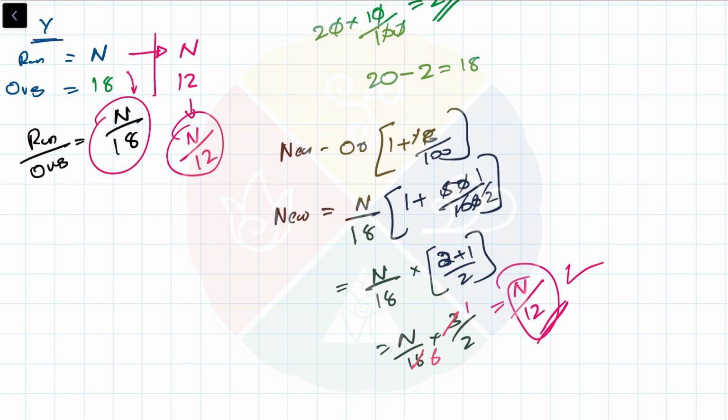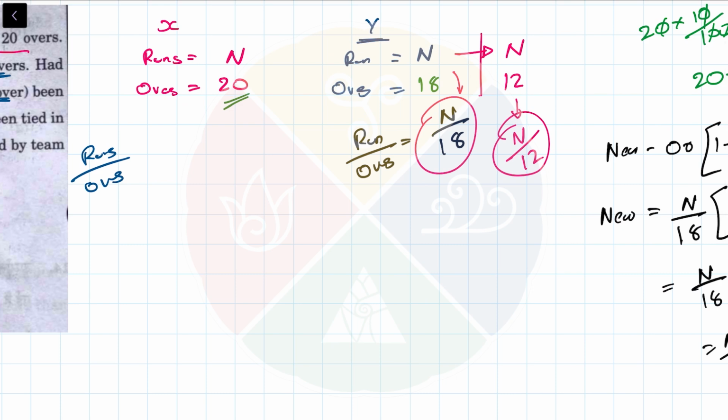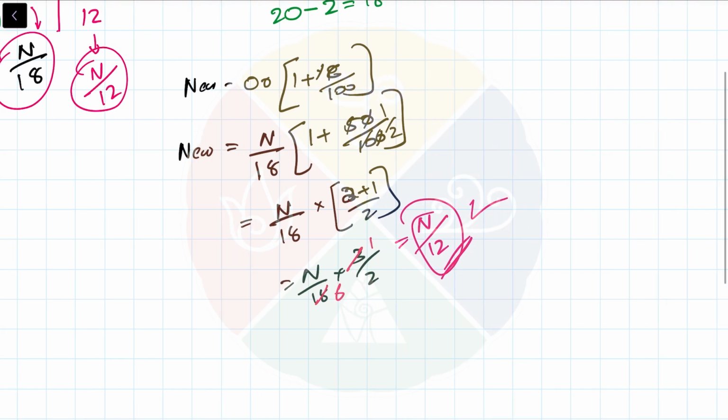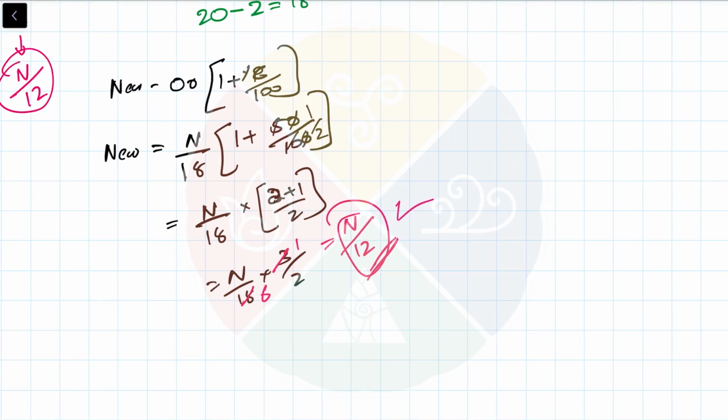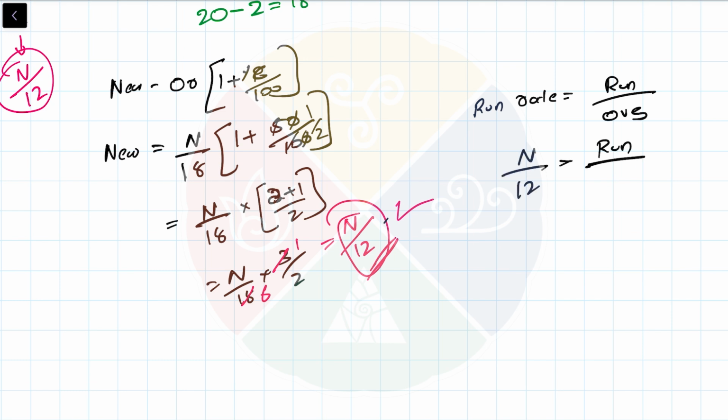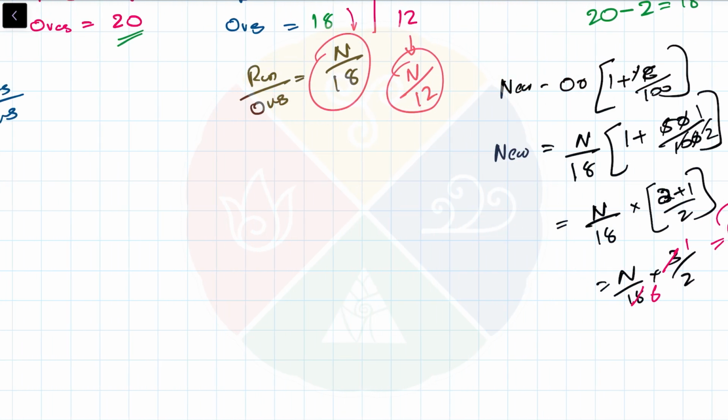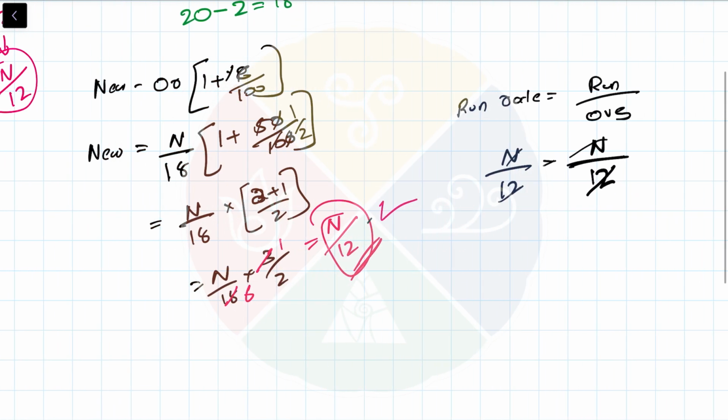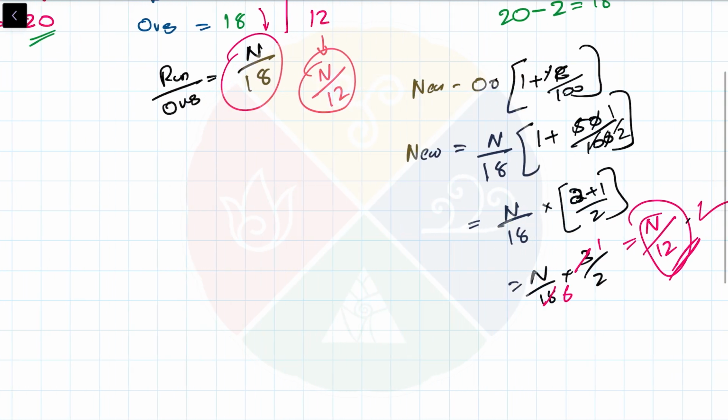This is the original value, but nowhere do they mention anything about n. In fact, if you try to put this into an equation, here I found the new run rate. Run rate simply means runs by overs. We found the new run rate to be n by 12 and we have to find the runs, which is simply n. That's the runs, right? And the overs given are 12. So everything cancelled out. The problem with this is that we still don't know what n is. The n gets cancelled out, and you will simply get 1 equal to 1.